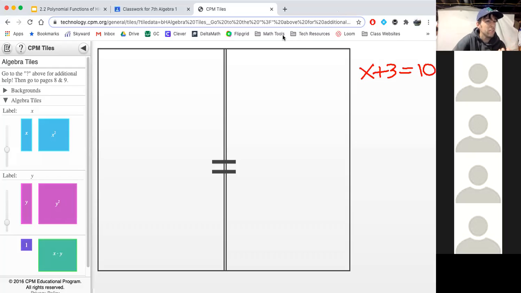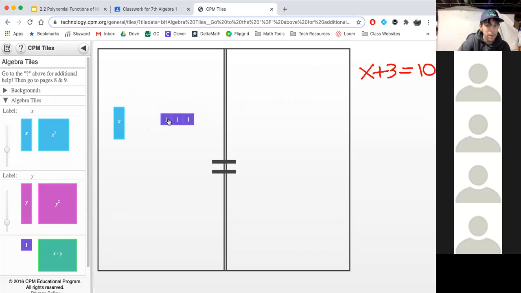We kind of already know the solution, and we can see how the algebra tiles get at it. So I'm going to be using these algebra tiles. On the left side of my equation, I have an x, and I have +3. So I have 3 of these unit tiles. This is representing x plus 3.